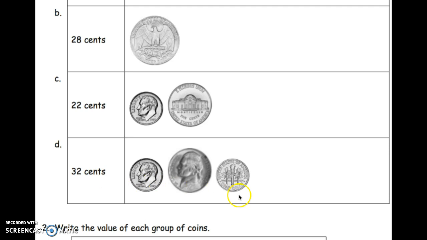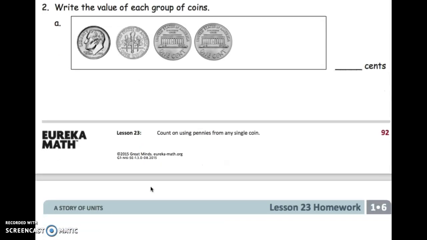32 cents is the goal. So here are some coins. How many more pennies do I need to draw to get to 32 cents?